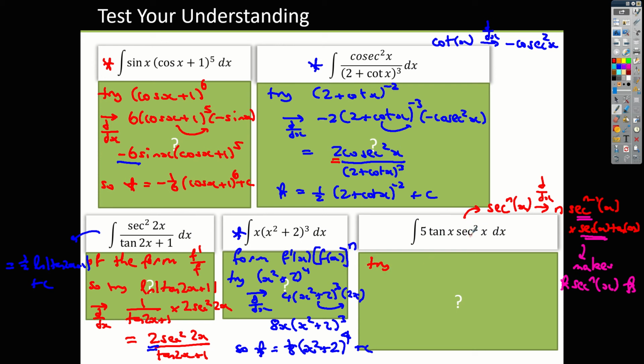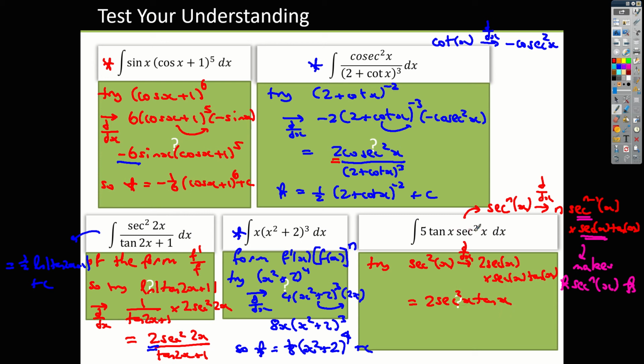Now it turns out you could just as easily try tan squared by noticing that sec squared is the derivative of tan, but it's up to us. I'm going to use sec squared for this one. Sec squared x differentiates to 2 at the front, 2 times sec to the 1, and then multiplied by sec x goes to sec x tan x, and that makes 2 sec squared x tan x.